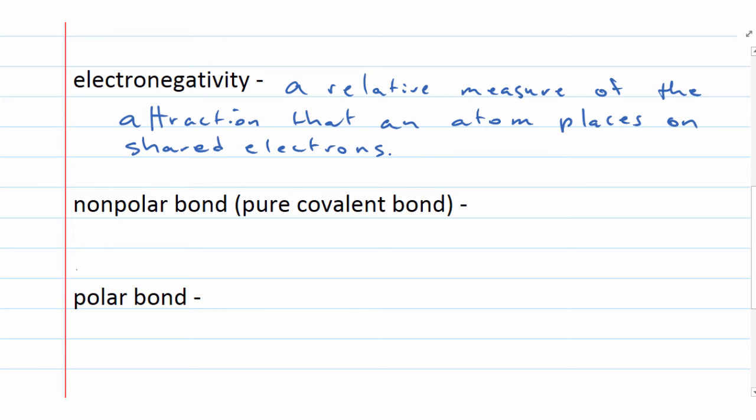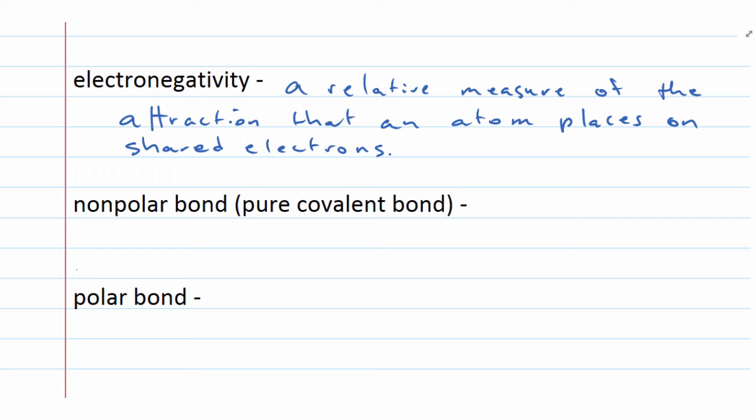And of course, if we're talking about shared electrons, that means this is going to be most important to which types of bonds? Is it most important to ionic bonds or to covalent bonds? Well, which one involves shared electrons? Covalent. So it's going to be most important as it applies to covalent bonds. And in particular, we start by looking at nonpolar bonds.